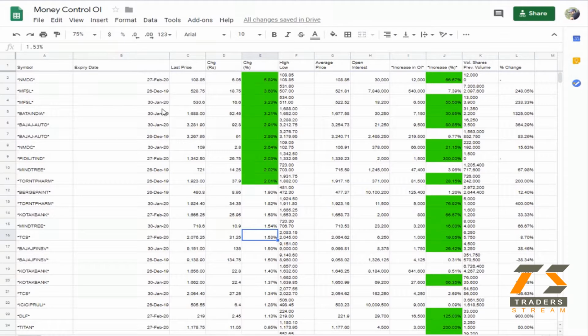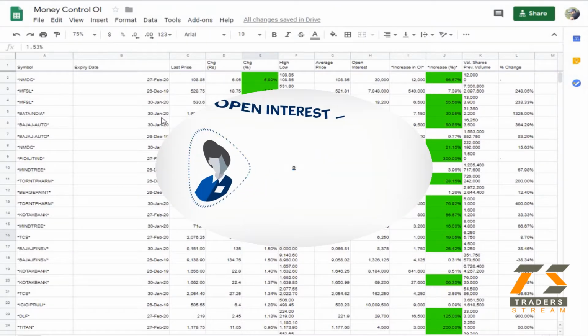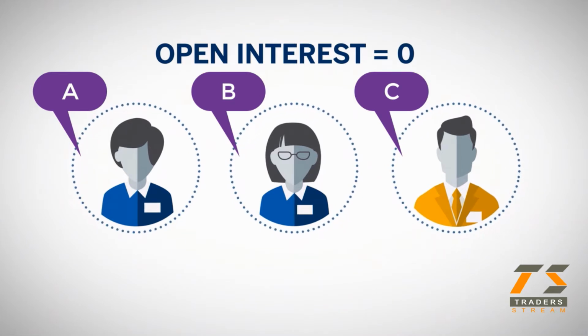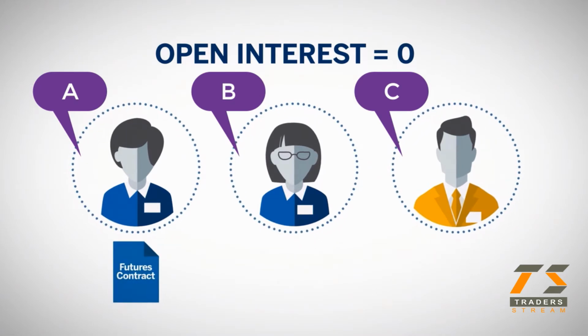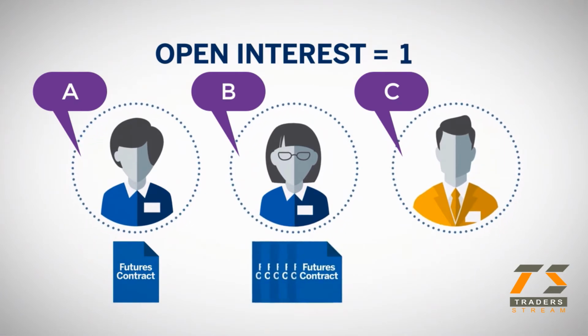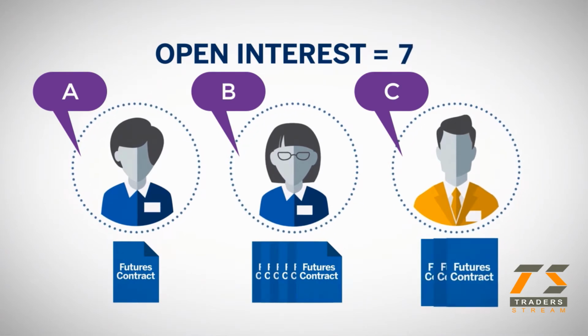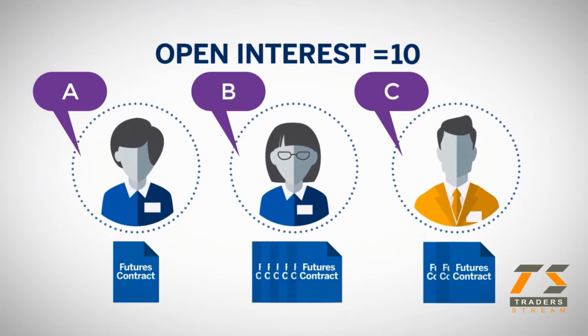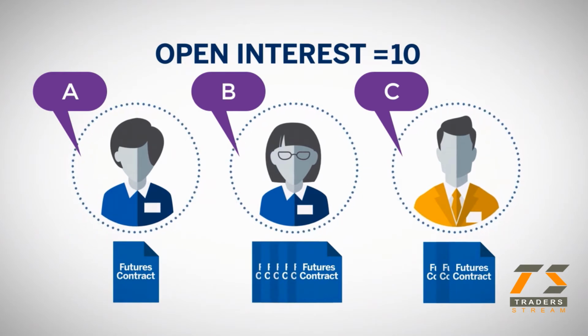So how is the open interest calculated? Let me give you an example to help you understand. Let's say person A, person B, and person C are three traders trading the same futures script. Now if A decides to buy one contract, open interest increases by 1. If person B also buys 6 lot contracts, the open interest now is 7, including person A's 1 contract. Now if person C decides to short 3 contract lots, open interest again increases to 10.